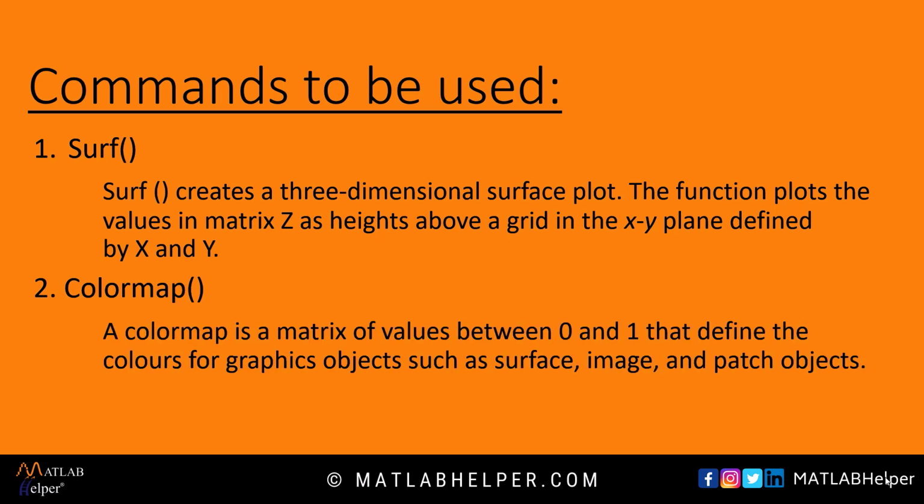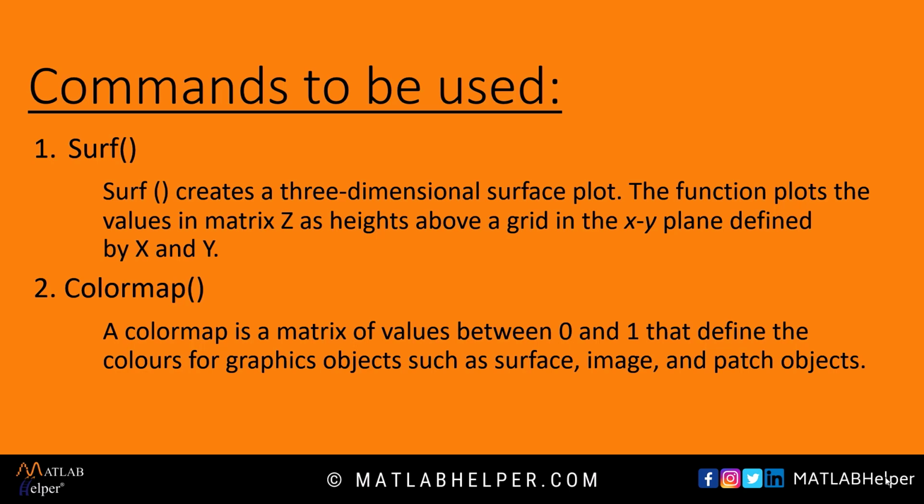A color map is a matrix of values between 0 and 1 that define the colors for graphics objects such as surface, image, and patch objects. MATLAB draws the object by mapping data to colors in the color map. Color maps can be any length but must be 3 columns wide. Each row in the matrix defines one color using an RGB triplet. An RGB triplet is a red, green, and blue color triplet.